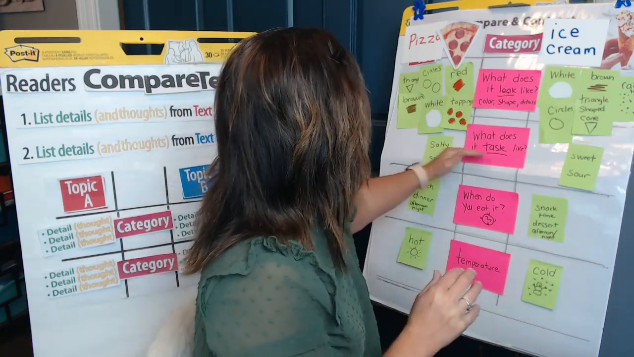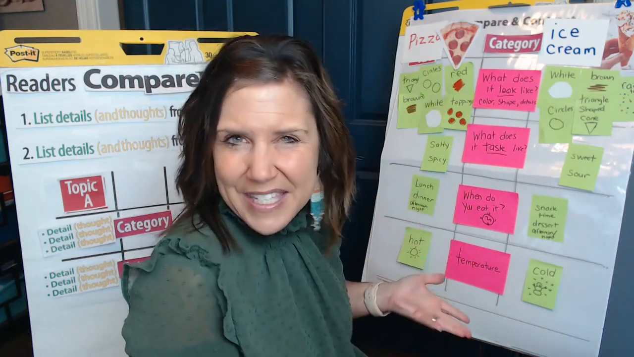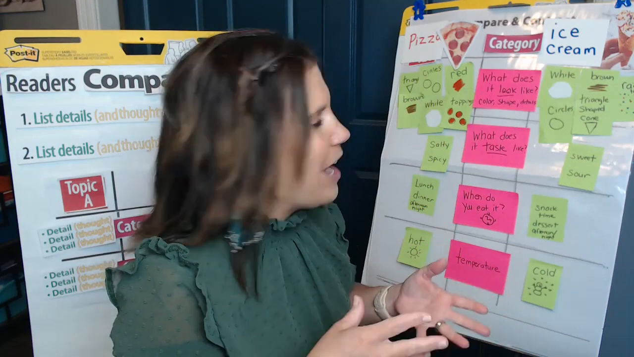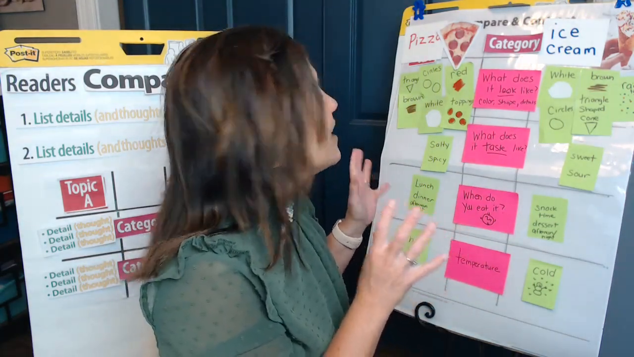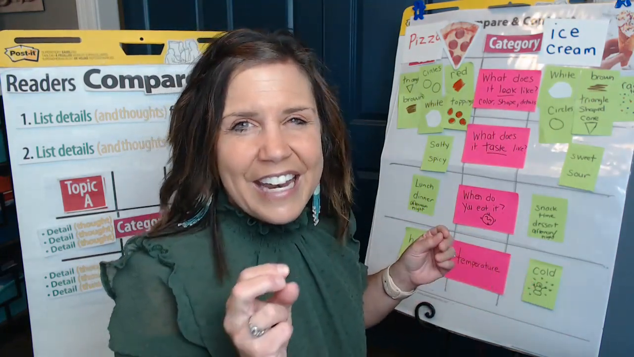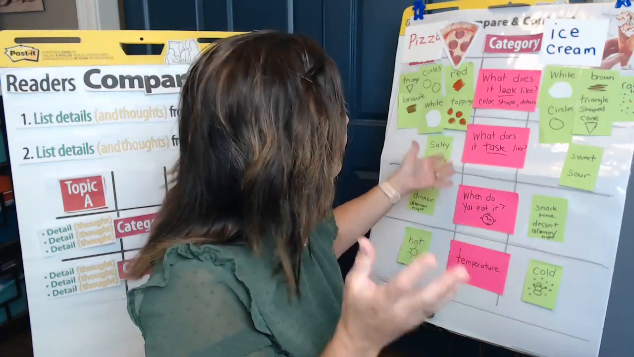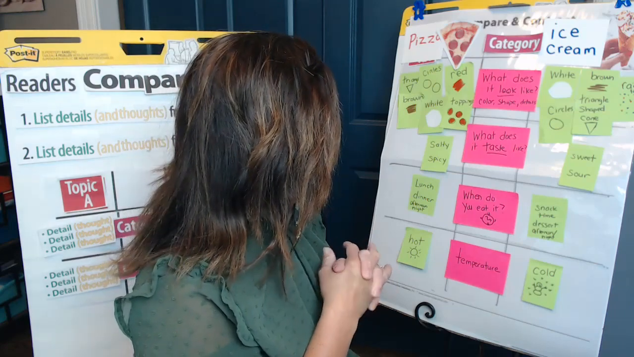Okay, let's look at the next row. What does it taste like? Well, pizza is usually salty or spicy, and ice cream is usually sweet or sour. So they really don't have anything that's the same in taste. Now, sometimes you can get a dessert pizza or a fruit pizza, and it'll be sweet, but most of the time it's salty or spicy. So if you had a dessert pizza, you could say they were both sweet.